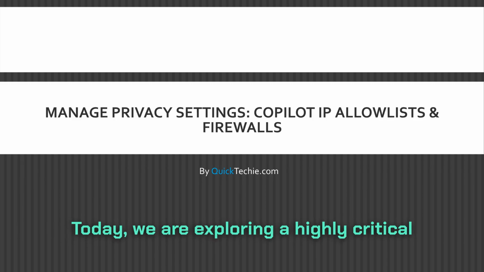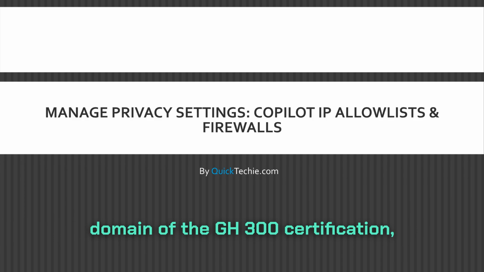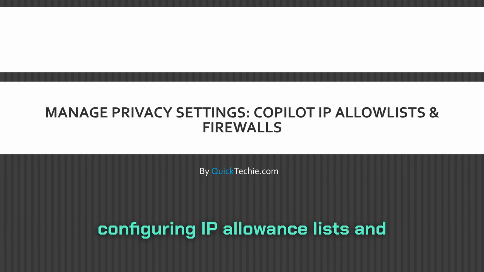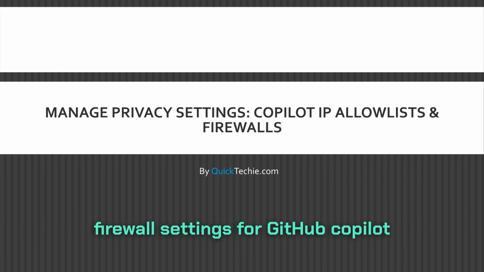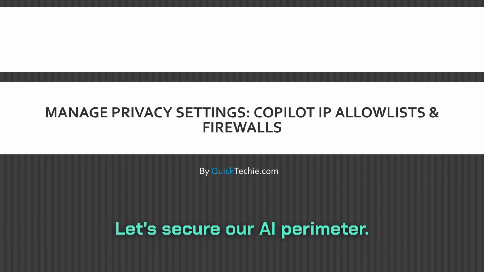Today, we are exploring a highly critical domain of the GH-300 certification, configuring IP allowance lists and firewall settings for GitHub Copilot network traffic. Let's secure our AI perimeter.